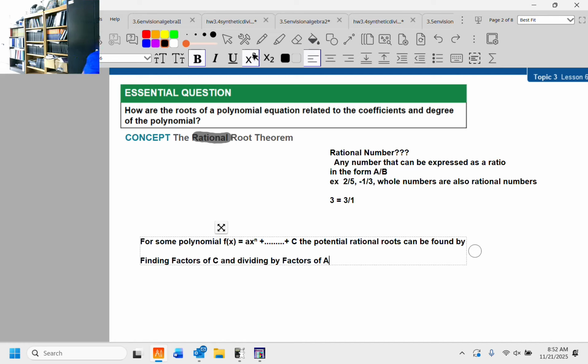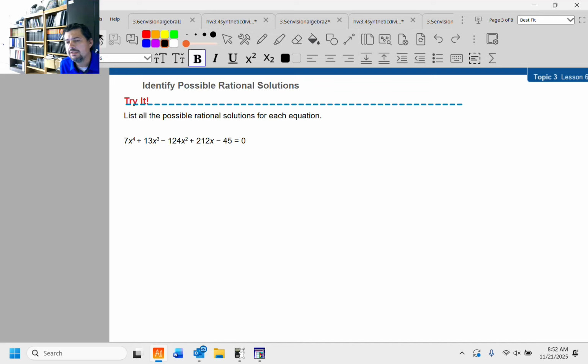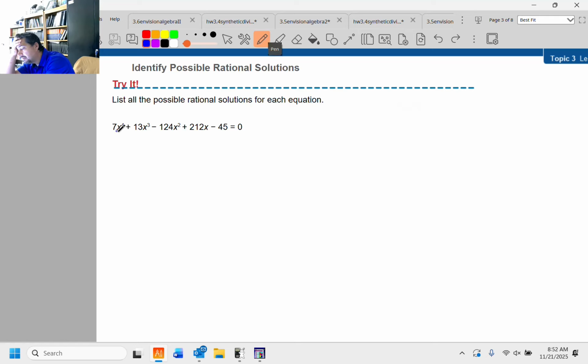Now, most people who teach math use P's and Q's. I have a hard enough time getting kids to pick out A, B, and C, so I'm just going with A and C. All right, moving forward. List all the possible rational solutions for each equation. Really all you have to be able to do is pick out the first term, which we usually call A, and the last term, which we usually call a constant in my class. What we're going to do is find the factors of C, and divide it by the factors of A.